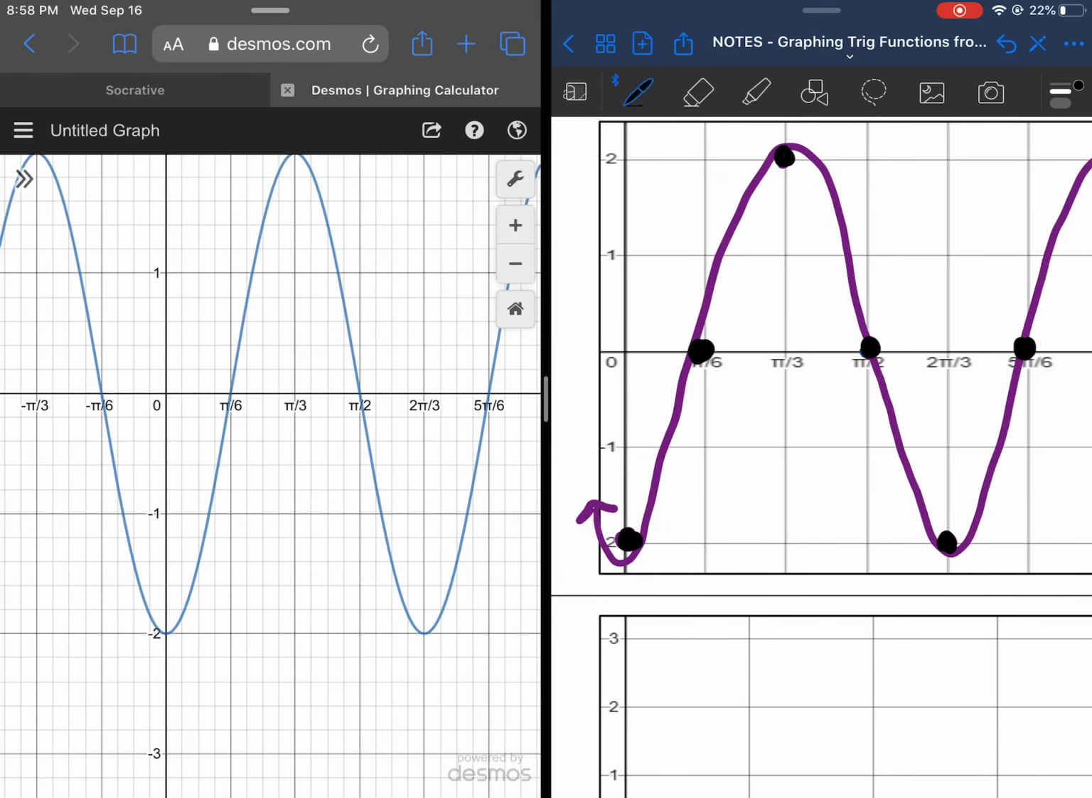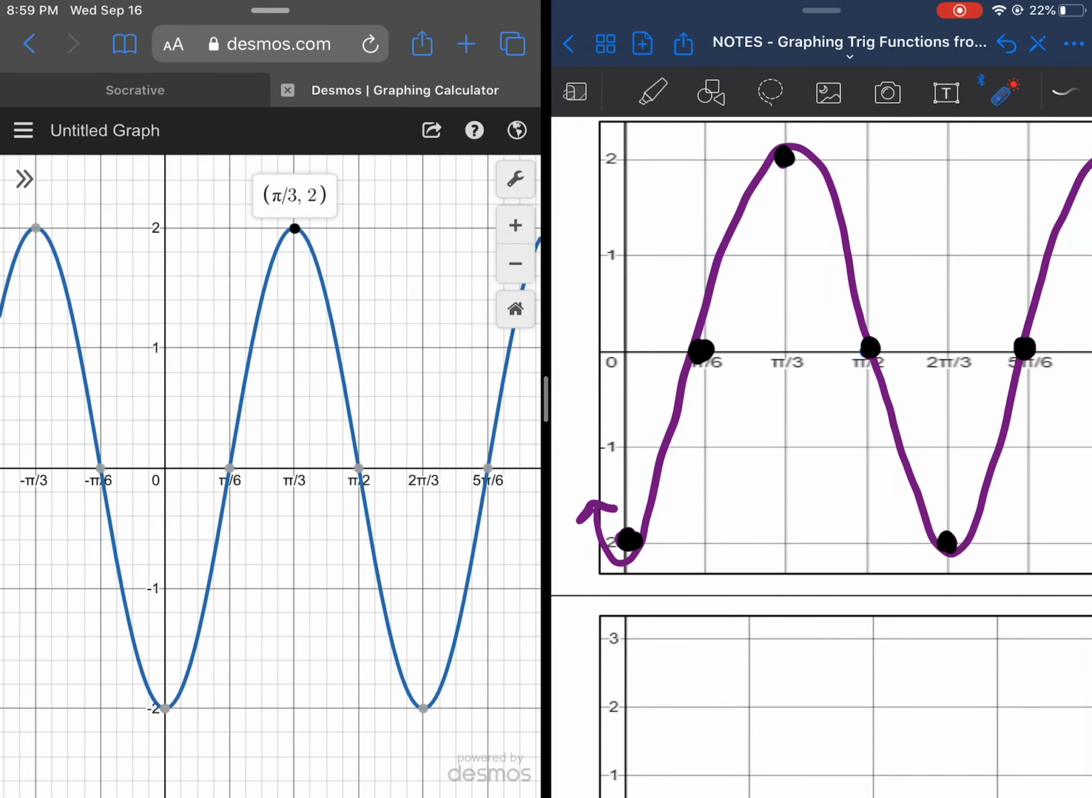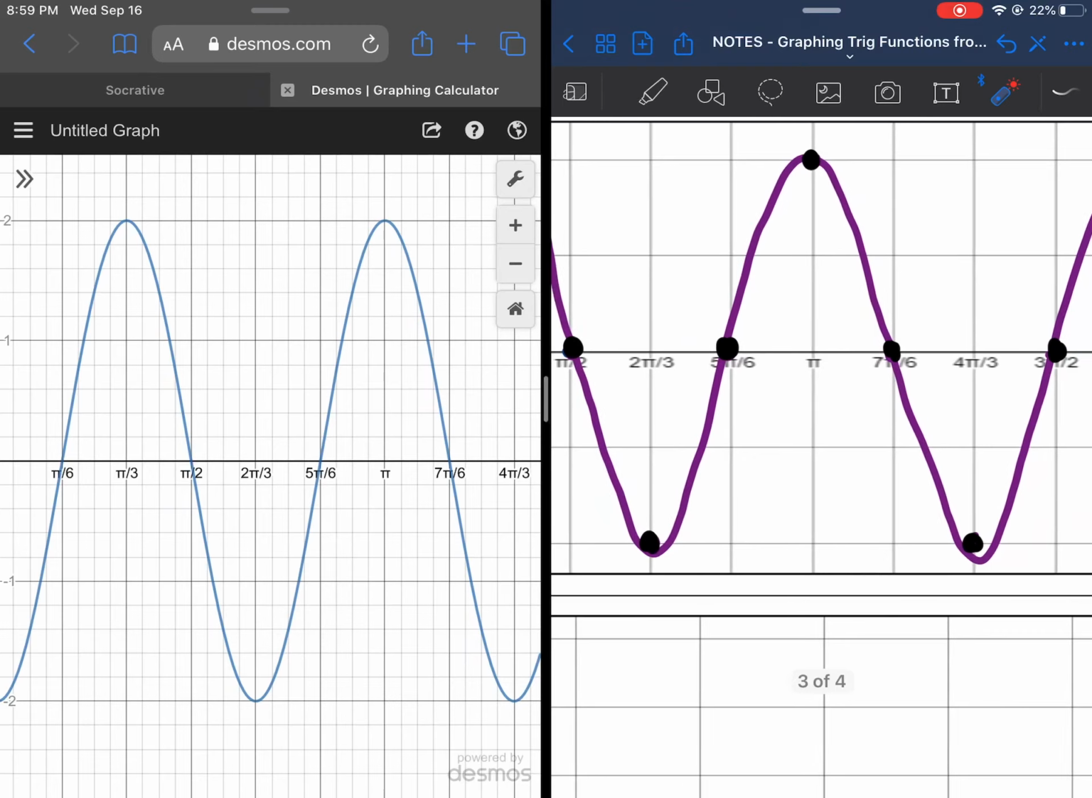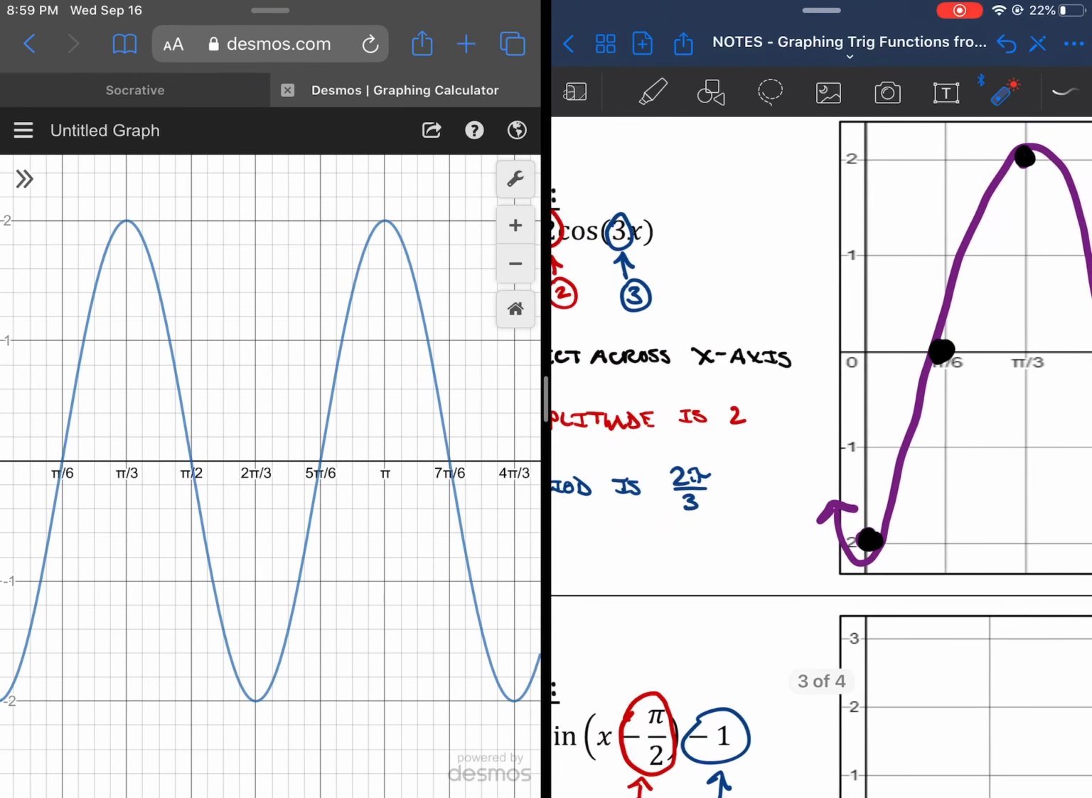Okay, so notice we want to make sure that we have 0, -2. All right, that point's right there. We want to have pi over 6, 0. We want to make sure that we have pi over 3, 2. Well, there's pi over 3, 2. Check. Pi over 2, 0 is right there. 2 pi over 3, -2, there we are right there. And the cycle would just end up repeating itself after that. So our graph is good.